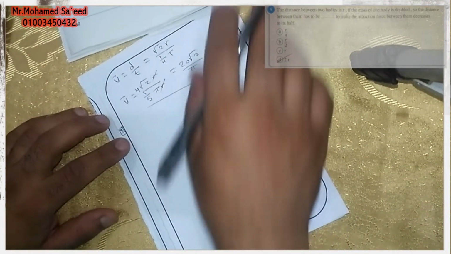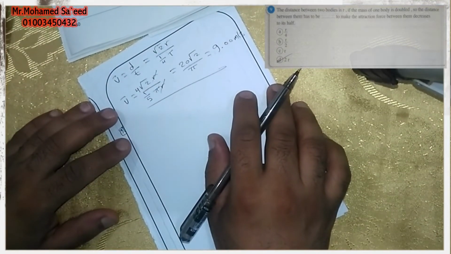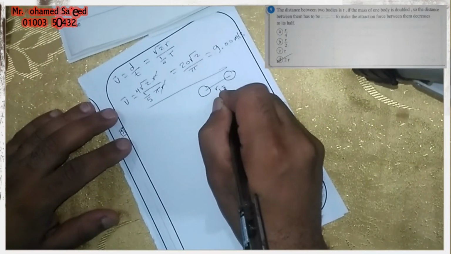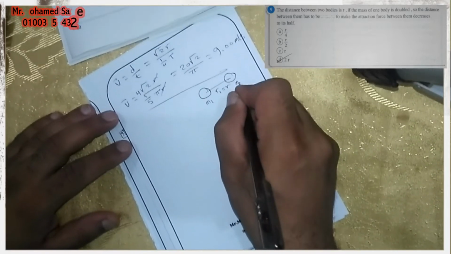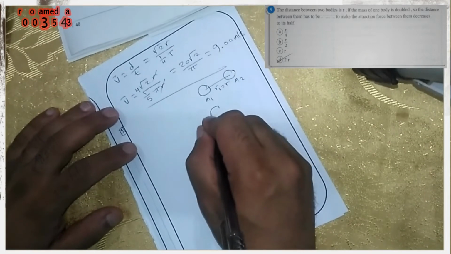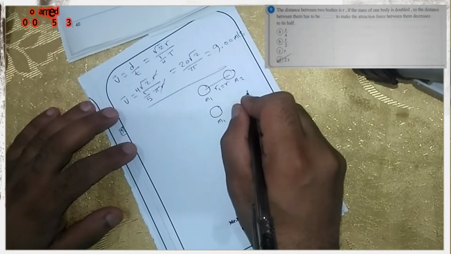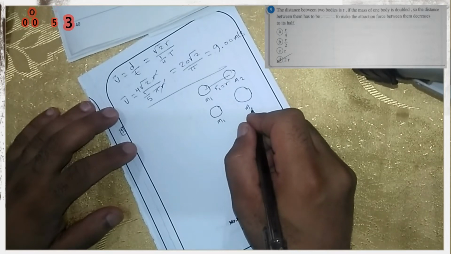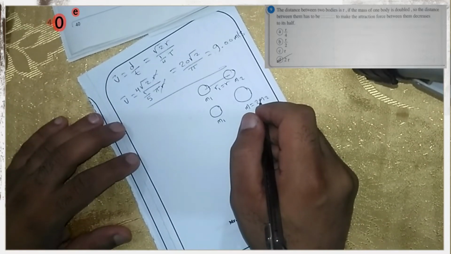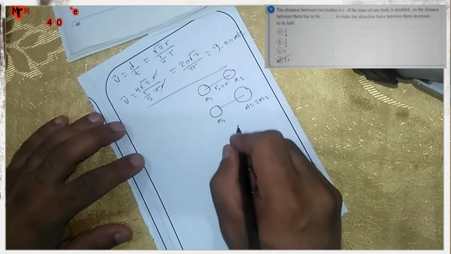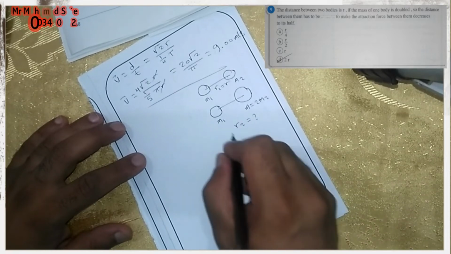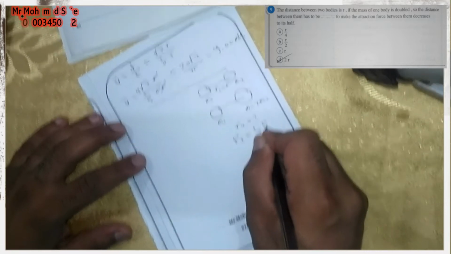Question number 9. The distance between two bodies is r. If the mass of one body is doubled. We have two masses. Distance between them, say r1 equals r, m1 and m2. If the mass of one body is doubled, m1 as it is, and m2 in this case equals 2 m2. So we need to calculate the distance r2 to make the attraction force between them decrease to its half. That is, the attraction force in the second case equals half F1.